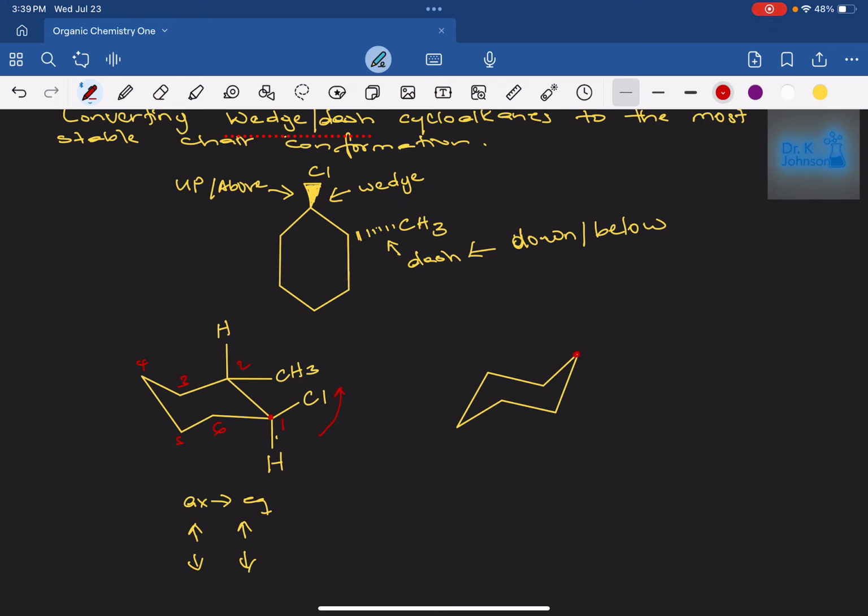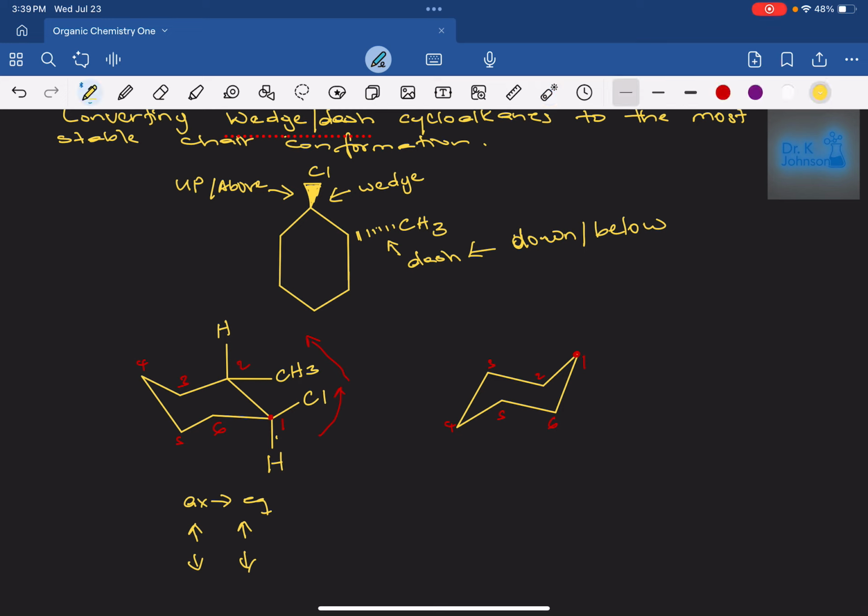That's my nose. It moved up. So this is 1, and the chair moved in this direction. That's 1, 2, 3, 4, 5, 6. All right, cool. Now, on carbon 1, my Cl is up and it's equatorial, which means when the chair flips, the Cl stays up, but this time it's axial.